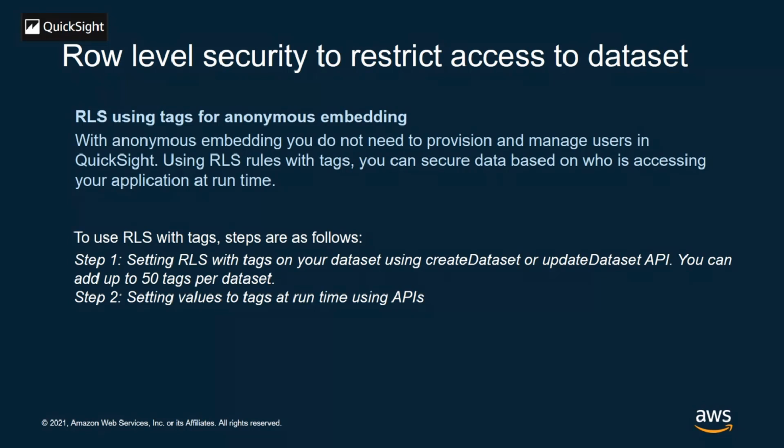But we also want to make sure that you're able to secure your data based on who is accessing your application. And because we don't have a username concept, what we are doing is enabling setting of RLS using tags. A quick two-step process enables you to do this. The first step is setting RLS with tags on your dataset using the create dataset and update dataset API. And second is setting values to those tags at runtime using our new APIs. I'll walk you through both of them right now.